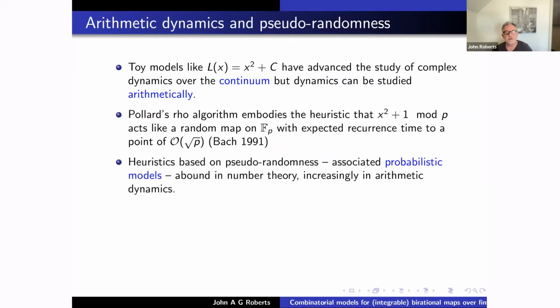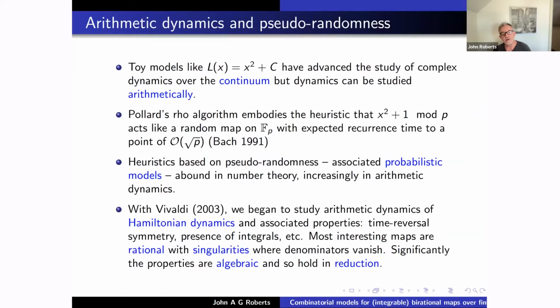And now heuristics based on pseudo-randomness and associated probabilistic models abound in number theory, arithmetic dynamics. We saw a nice talk by Michael Wheeler yesterday where they come up in random matrix theory, statistical mechanics.